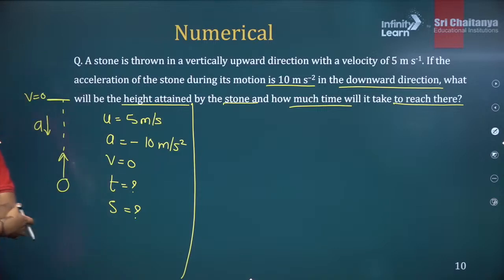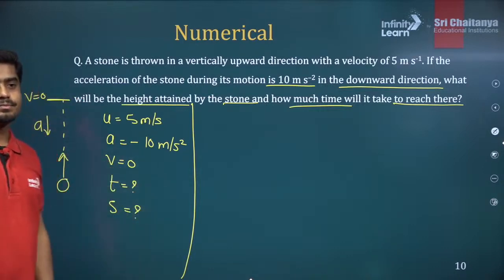20 meter per second. How did you get 20 meter per second? It is going upward, so the velocity will reduce. At the top end, the velocity is minimum.